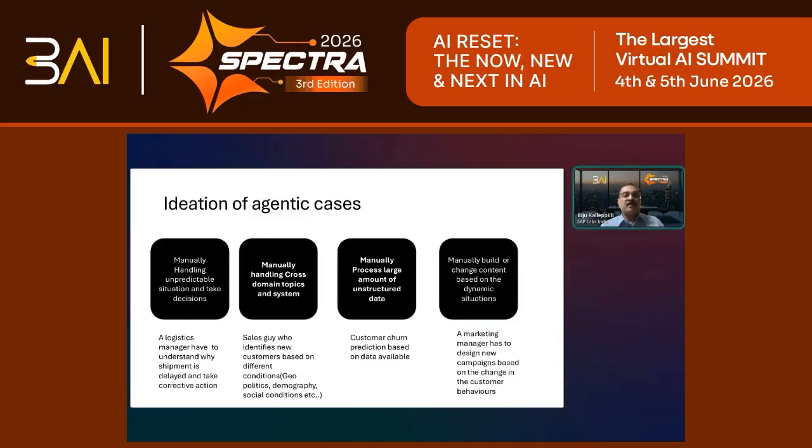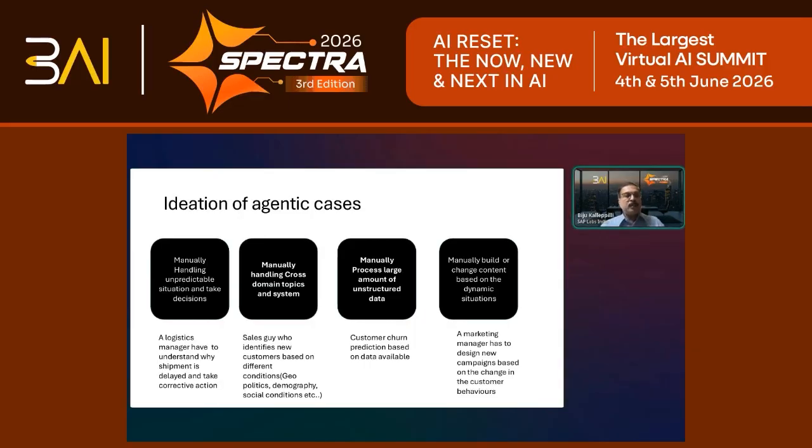Do you manually process large amounts of unstructured data where you can predict certain outcomes? Finally, based on the dynamic situation, do you have to change the content or your outcome? Sometimes if you're a marketing manager, you have to design new campaigns based on the change in customer behavior. So there is a dynamic input and the situation has to change accordingly. The output also will vary.